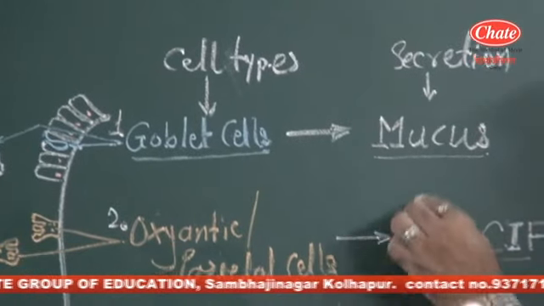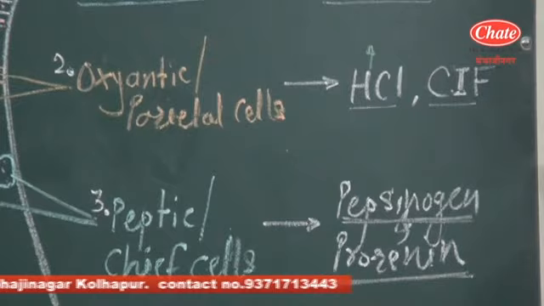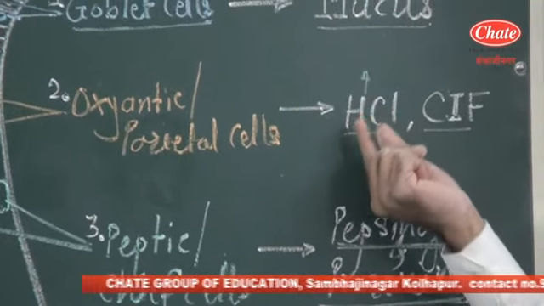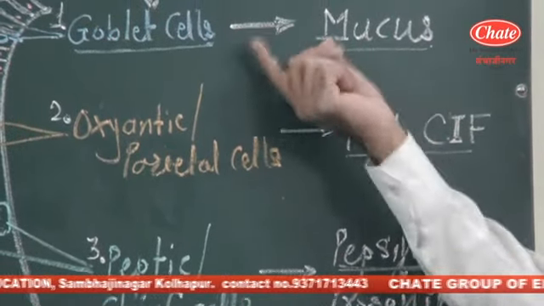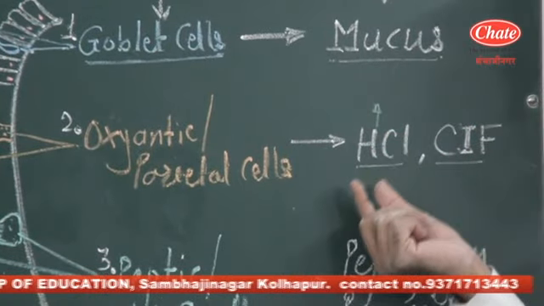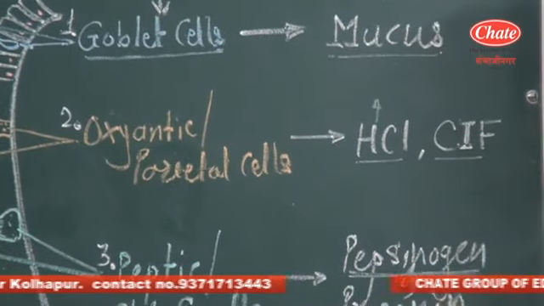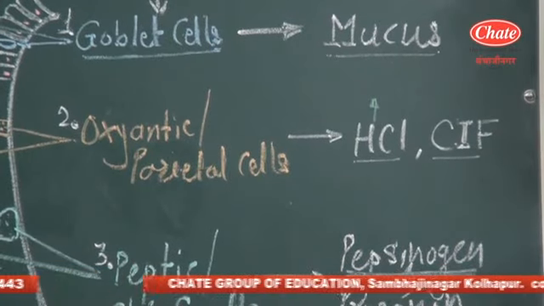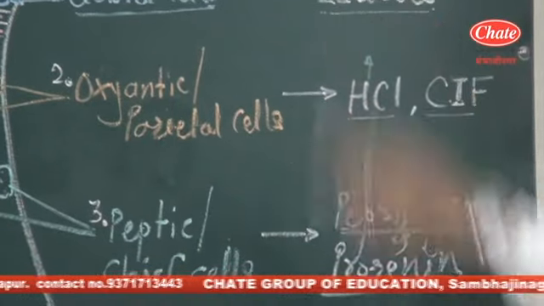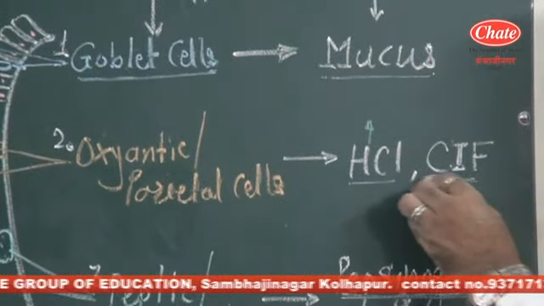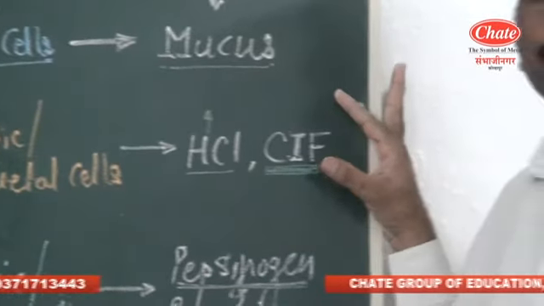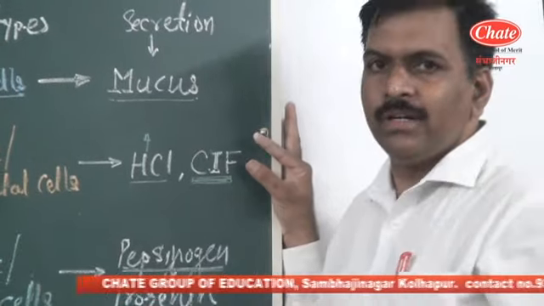While the oxyntic cell's HCl performs several functions. First, it kills the microbes which enter along with the food. Second, it creates the acidic environment in the stomach for chemical digestion. Third, HCl converts some chemicals, which we will see in a later part. HCl also inhibits the action of salivary amylase. And CIF, castle intrinsic factor, this factor is essential for the initiation of hunger in our body.